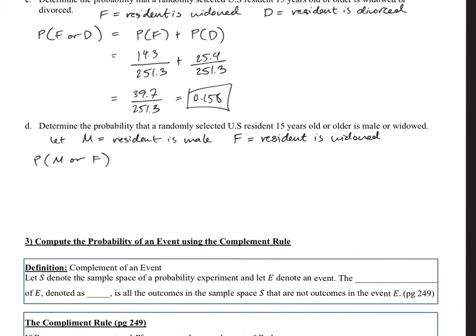So the question is, do I use this formula? Probability of M and F. Or can I just use the nice simple formula? Which one do I use? The answer lies in the question of whether these are disjoint or not. If they're disjoint, we can use this. If they are not disjoint, we need to use this formula. So let's take a look at our chart to determine which formula we need to use.